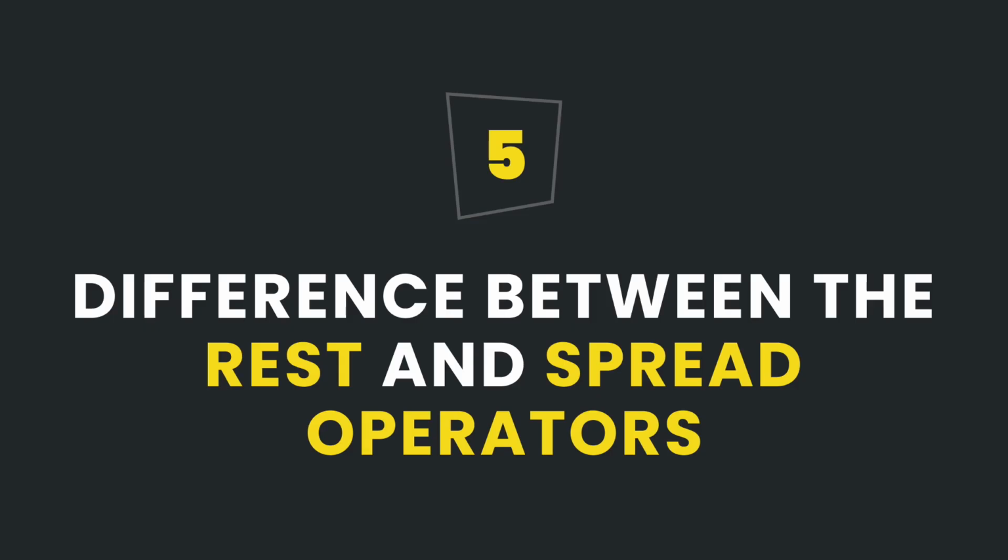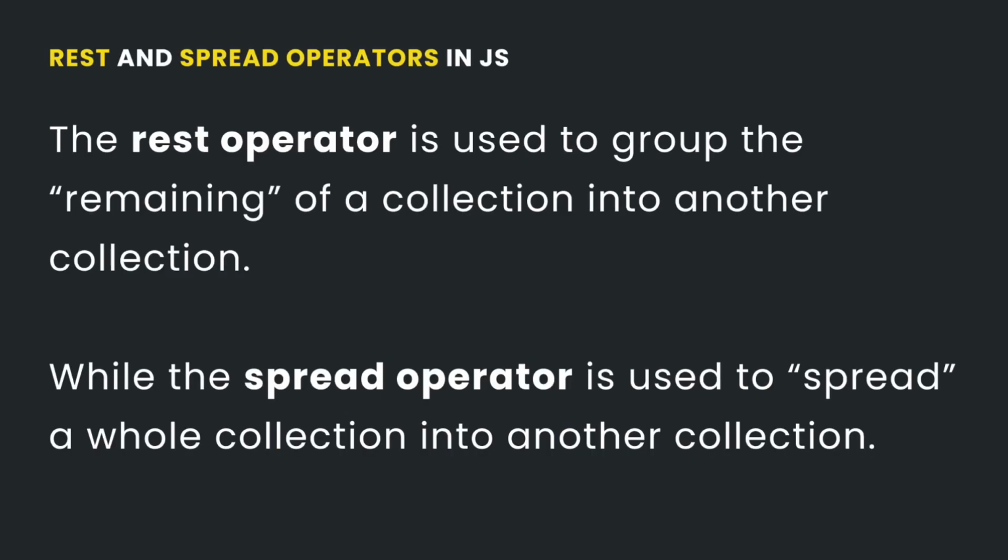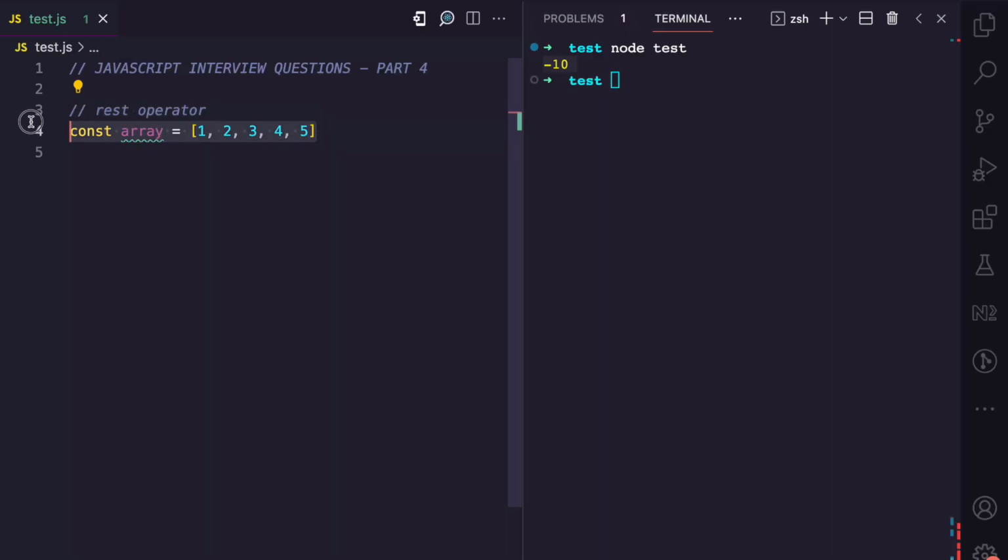And the final question, what is the difference between the rest and spread operators? The rest operator is used to group the remaining of a collection into another collection, while the spread operator is used to spread a whole collection into another collection. And let's say we have this array collection here. The rest operator, like I said, is used to group the remaining.